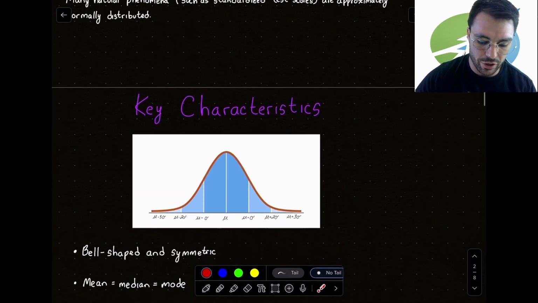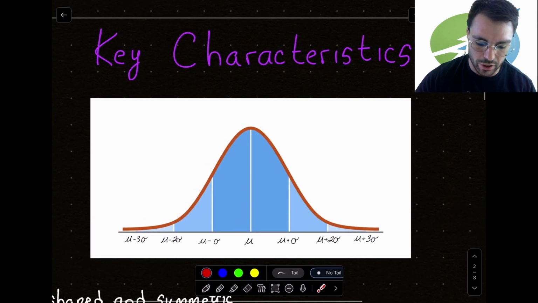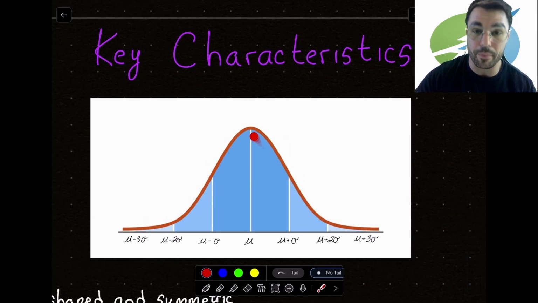So here are the key characteristics of the normal distribution. When you see it, it's going to look something like this. And we call it the bell curve because you can see it obviously looks like a bell.